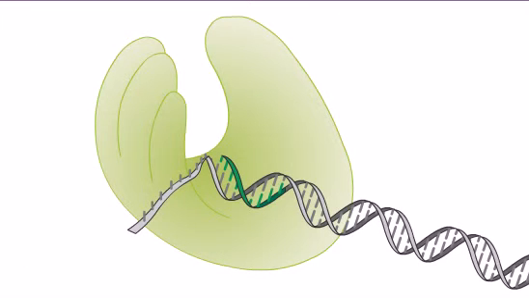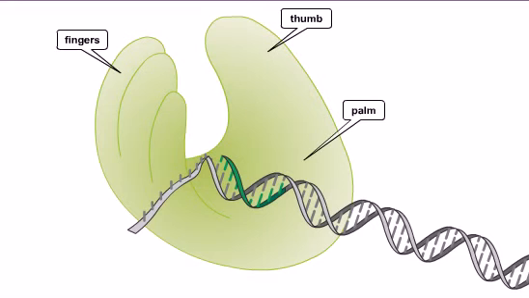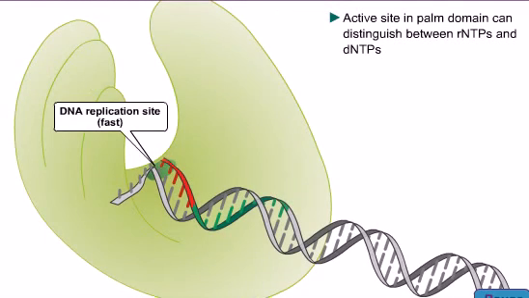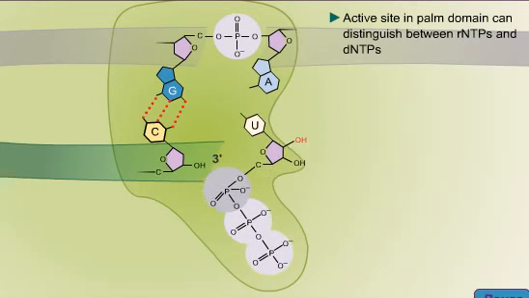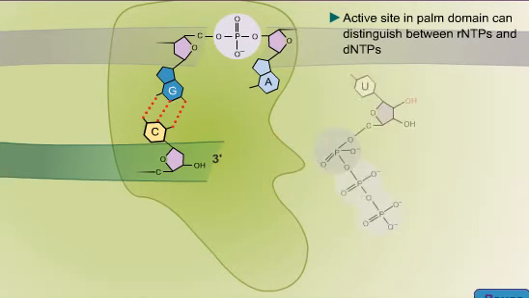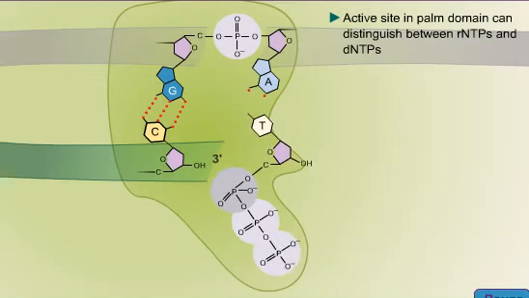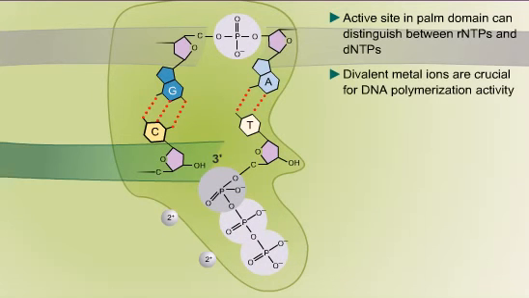The main enzyme of DNA synthesis is DNA polymerase. Due to its shape, 3 domains of the polymerase, called the palm, fingers, and thumb, have been described. The palm domain houses the active site for DNA synthesis. The palm domain can distinguish between RNTPs and DNTPs. 2 divalent metal ions in the palm domain are crucial for DNA polymerization activity.